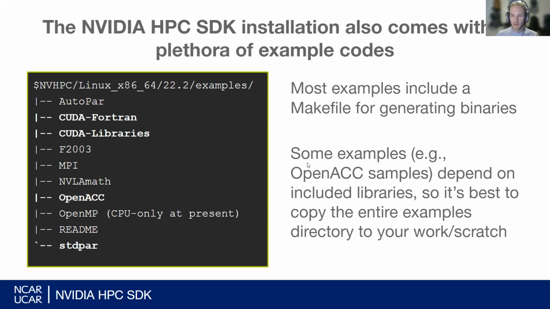I also want to point out that some of the examples in here, especially the OpenACC samples, depend on helper libraries that they've included in the set of samples, and they'll get linked in at compile time. So it's best to copy the entire examples directory to your work or your scratch or wherever you're building and running these codes, rather than trying to pick things out. Unless you're very careful, you might have missing library references and you'll get weird errors. So in my experience, just copy this whole examples directory when you're ready to run through them on your own for learning.